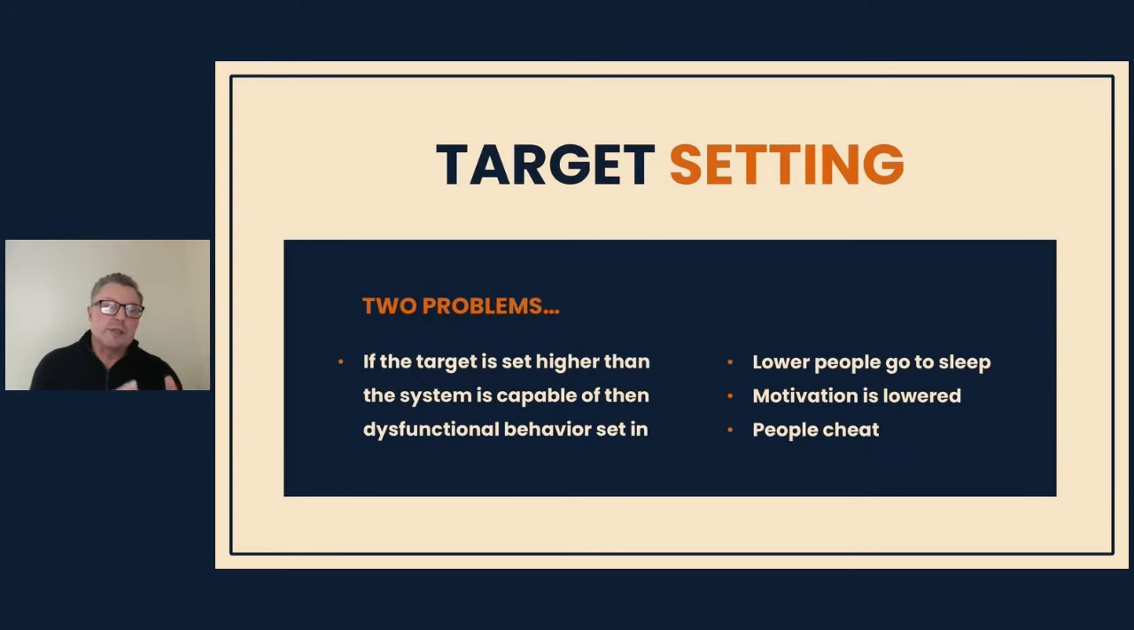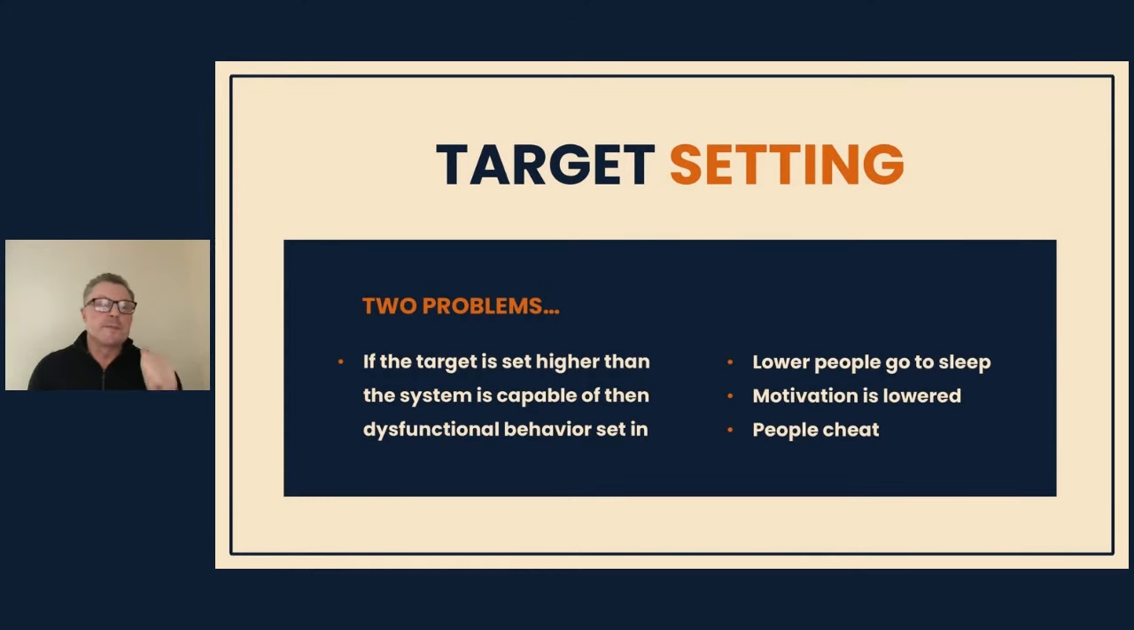Really good people keep people in ambulances and in corridors in order to make sure that they don't breach the target. And of course, if the target is set too low, then people go to sleep. Motivation is lower the minute you set a target because people are focused on hitting the number, and motivation gets even lower when people feel that they can't survive in the system. Therefore, what they have to do is hit the number anyway, and thus people cheat to hit the number.